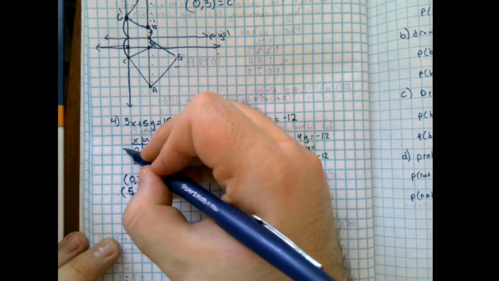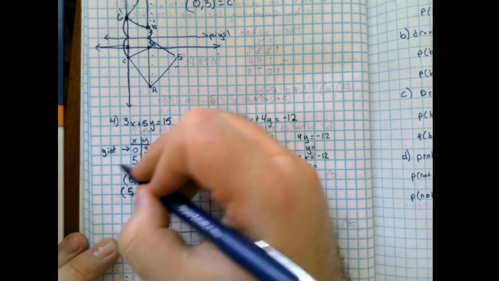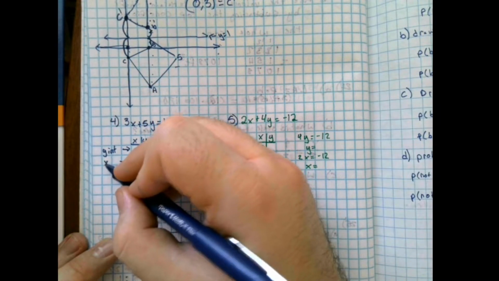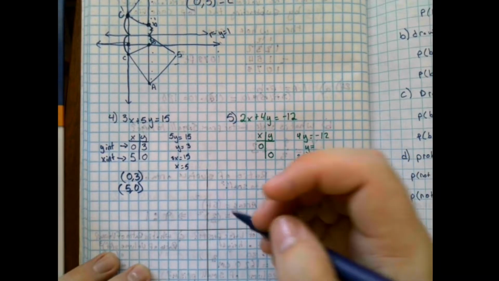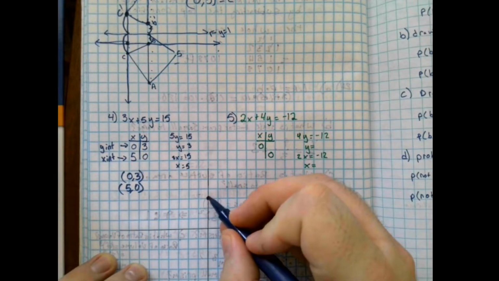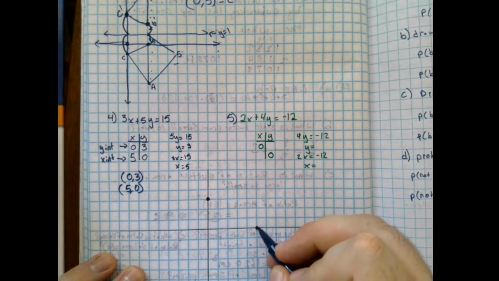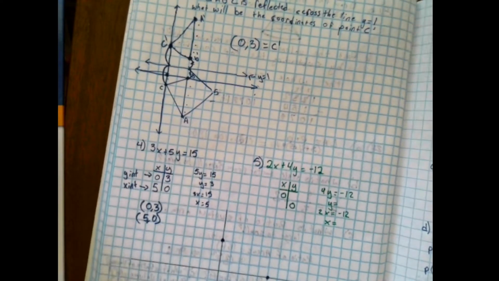Now, this one here is my y-intercept. This here is my x-intercept. The value you're finding is the axis you are intercepting. So, for the y-intercept, we're going to go to 0, 3. For the x-intercept, we go to 5, 0. 1, 2, 3, 4, 5. And then we connect those dots.